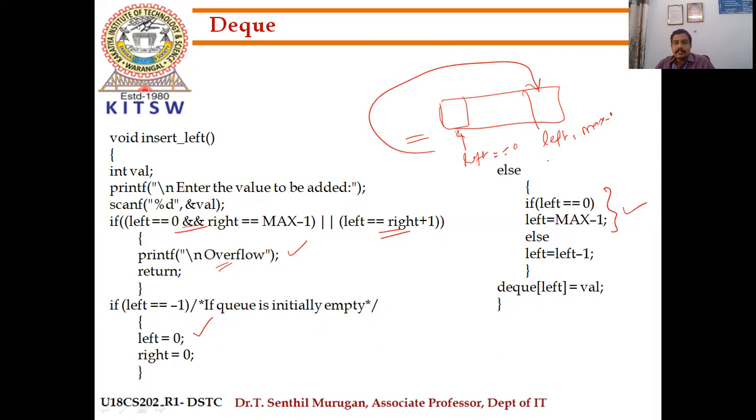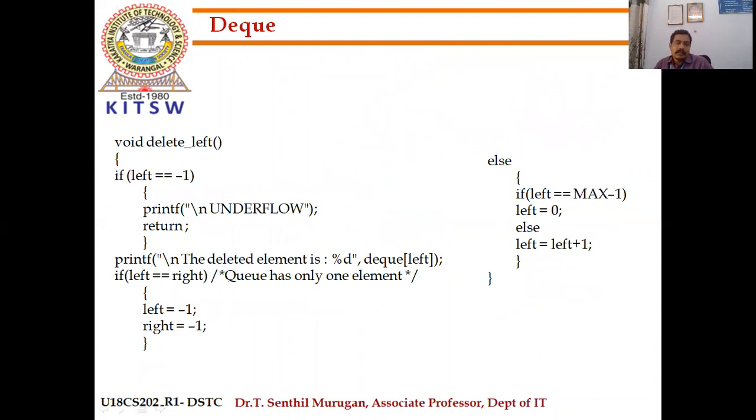In case this condition is not there, and some values are there, and it is pointing here, it will insert here. That's why left equals left-1. Then we can perform the DQ of left value, whatever value is there. Actually, this function is for the enqueue operation.